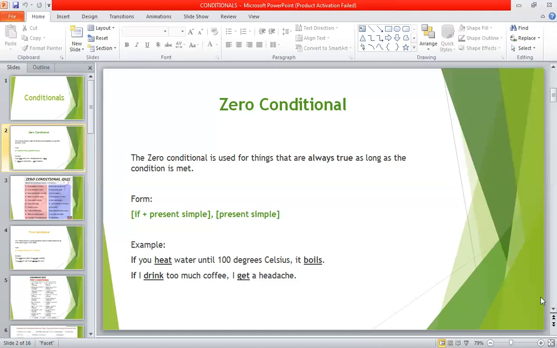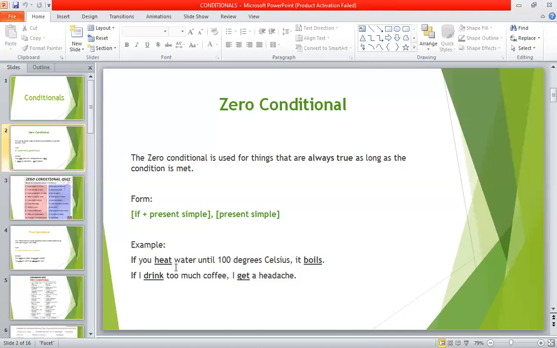In an if sentence, the sentence consists of two clauses. A clause is a part of a sentence, and then a comma and another part of a sentence. The two clauses together form the whole sentence. So, if you heat water to 100 degrees Celsius, this is a clause. After the comma, the other clause that completes the sentence is: it boils.